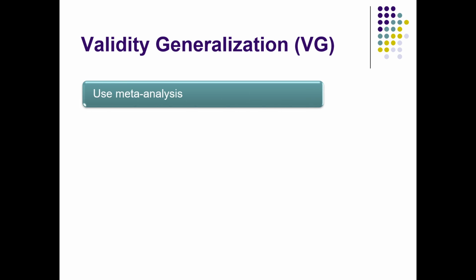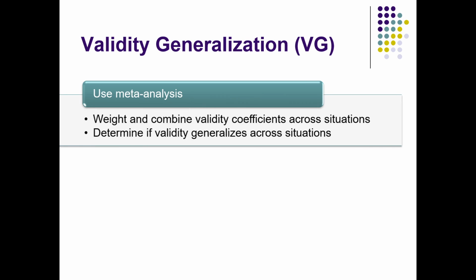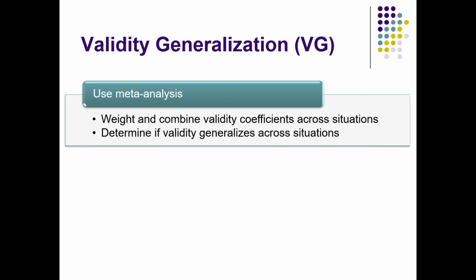All right, and then validity generalization. This is where we're going to use meta-analysis. I think I've talked about this before. Meta-analysis is when you look across lots of different studies. We're going to treat all of them as if they're one big study. We're going to use all the data from all the different studies. And so we're going to weight and combine the validity coefficients across studies or across situations to determine if the validity generalizes across situations, right?